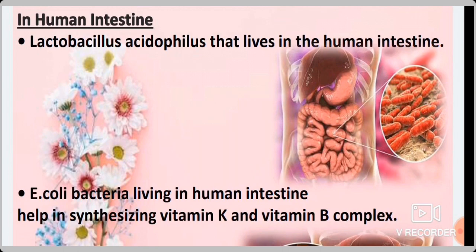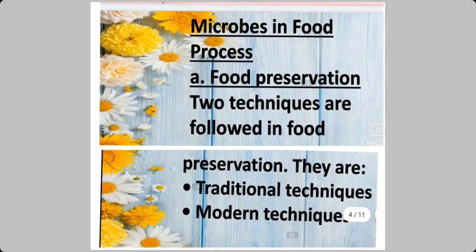That's what we already learned as symbiotic bacteria. Example, E. coli I told. So the give and get policy I have explained. Have you remembered? So this is E. coli bacteria. This E. coli bacteria is very helpful for us. So these are the uses of microorganisms in various things. Okay. Next, microbes in food process.